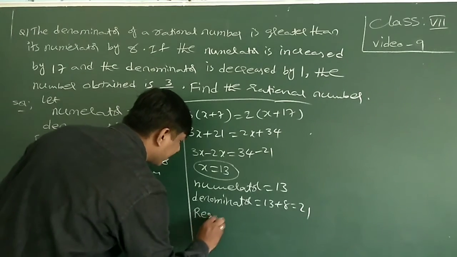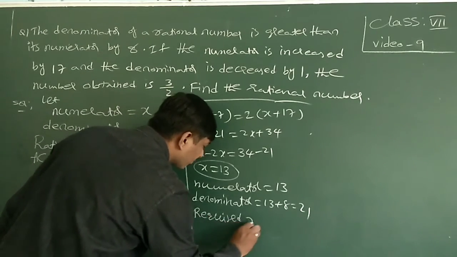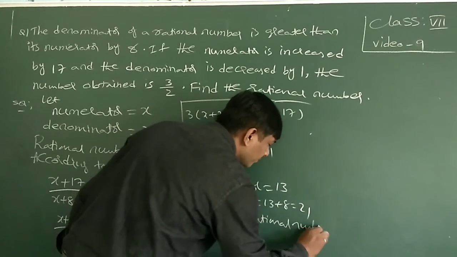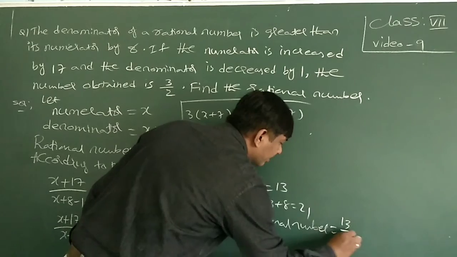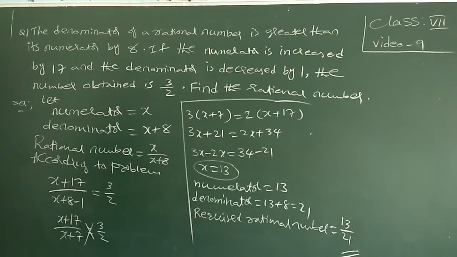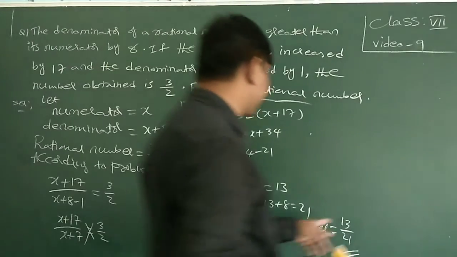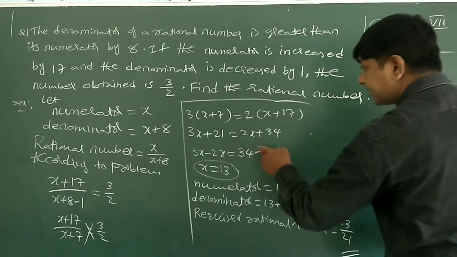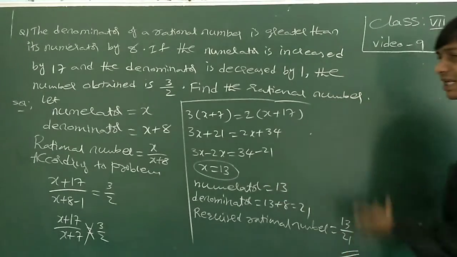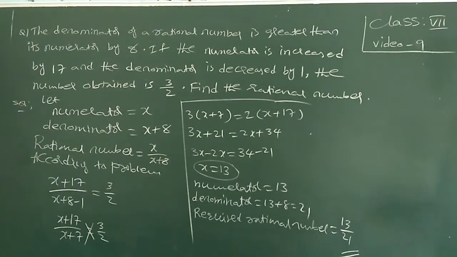The required rational number is numerator by denominator, 13 by 21. If you want to verify it, 13 plus 17 is 30, 21 minus 1 is 20. 30 by 20 is 3 by 2.